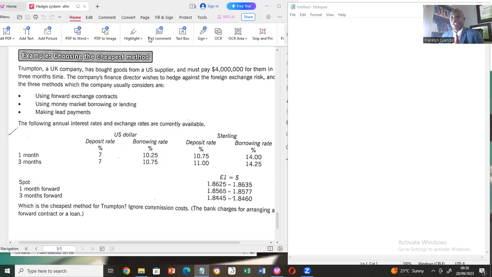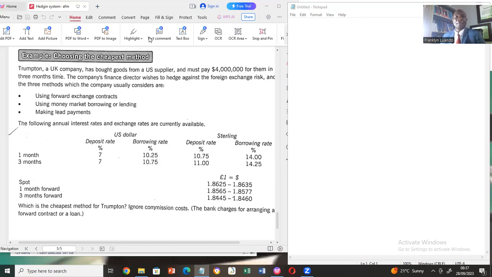If an entity is expecting to receive overseas currency, it has an asset. Therefore, it should create a liability by borrowing in the money market. Borrow now in the money market, get the money now, convert it to the domestic currency, and invest it in the domestic currency. When the money comes, it will come and settle the borrowed amount.